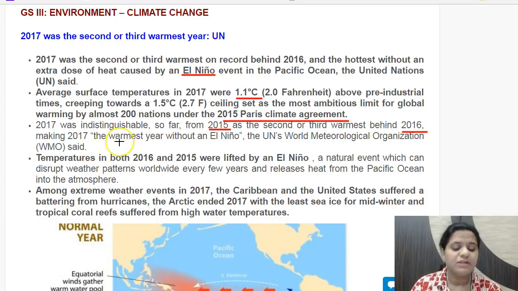But the warmest year without an El Nino is 2017. So this is there. You should know about El Nino too. We have discussed it quite often earlier too. And in 2017, we saw extreme weather events too, like the hurricanes which took place in the Caribbean and United States. Then the Arctic saw the least sea ice from midwinter, and also coral reefs suffering because of high water temperatures.